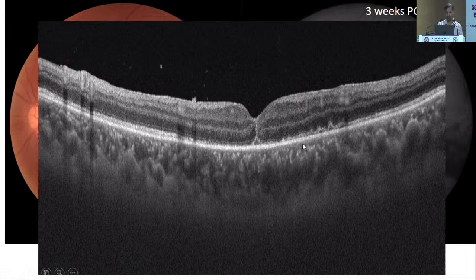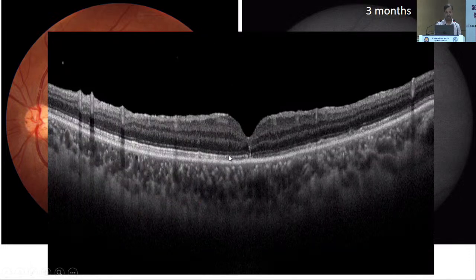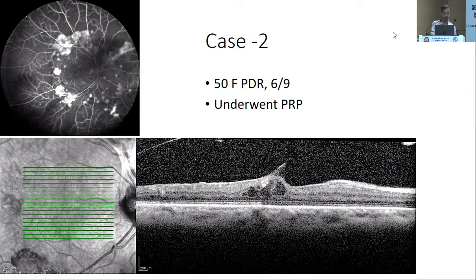This is the OCT. You can see the hole has closed nicely with nice contour, though EZ is not continuous at this moment. And this is 3 months down the line. You can see the hole has closed nicely. EZ and ELM both are becoming normalized, and this patient had an excellent gain in visual acuity. So the idea is just to present a few more cases.